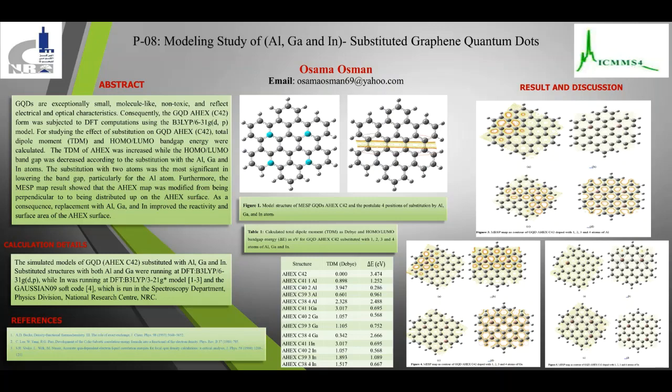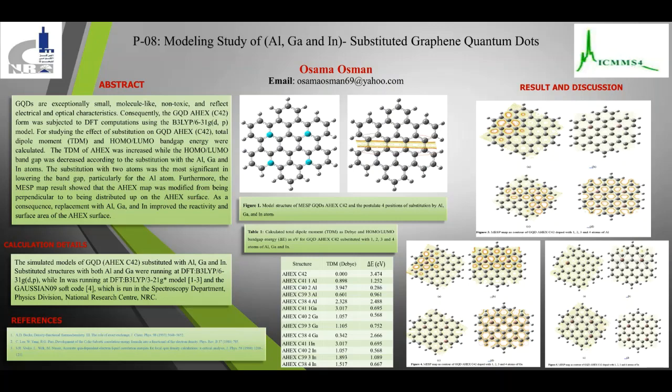Graphene quantum dots with functionalization, substitution, and/or doping have lately become a significant stage in developing improved materials with the qualities necessary to fulfill application requirements. So, in this work, graphene quantum dots were substituted by 4 aluminum, gallium, and indium atoms in the shape of a zigzag triangle for density functional theory calculations to study the change in electronic properties. The density functional theory was used to calculate the total dipole moment, the highest occupied molecular orbital and lowest unoccupied molecular orbital bandgap energy, and the molecular electrostatic potential.